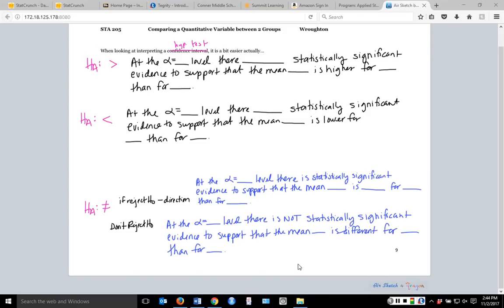So the interpretation here is usually a little bit easier because we're not saying by how much, we're just saying, okay, either this is higher or this isn't higher. This is lower or this isn't lower. Or this is different, and how, or this isn't different. So it's a little bit easier to do those interpretations. Next time we'll do another example before taking your quiz, but feel free to come prepared with any other questions you might have.